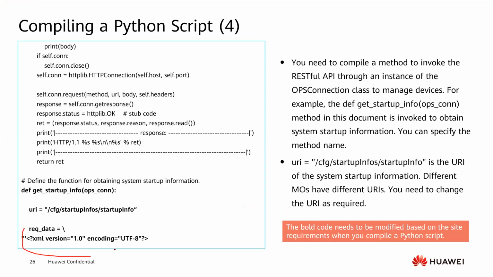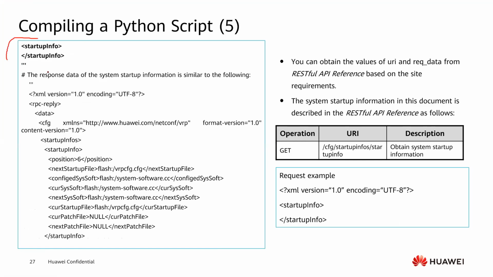Okay, request the data, and we want to get startup information. You can also find the startup information in our product document. Here we just list the function. The operation is get, and the URI is slash CFG slash startup info. This is a request example.